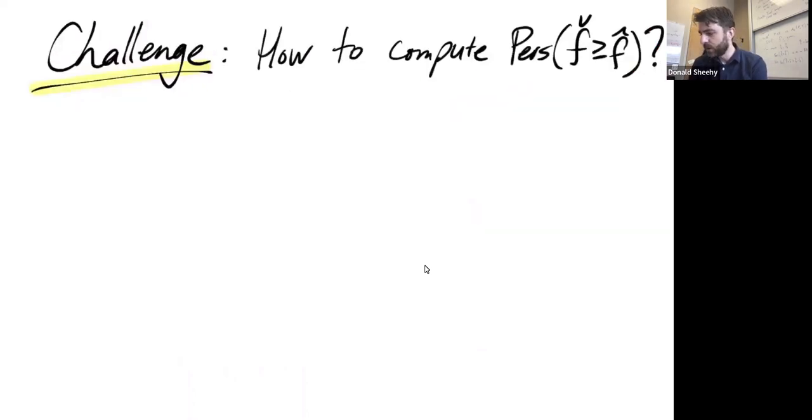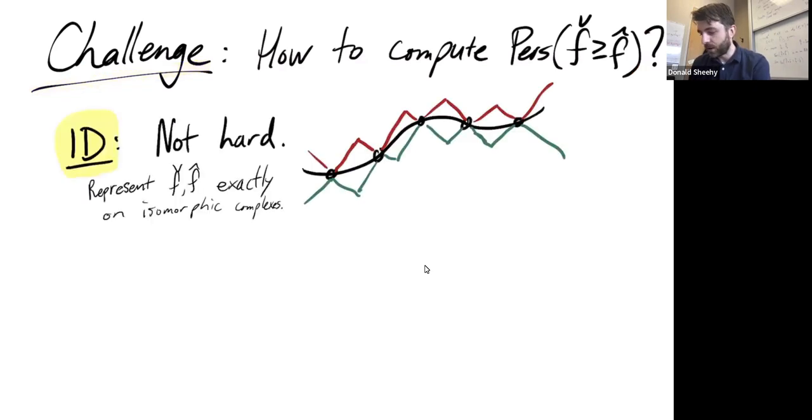So how do you compute this? Here's one first step. In one dimension, this is at least not hard. If you order the points, you will always get this kind of zigzag shape for the max extension and a different zigzag for the min extension.